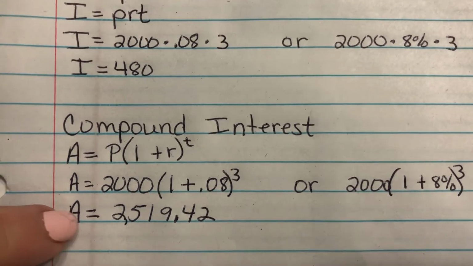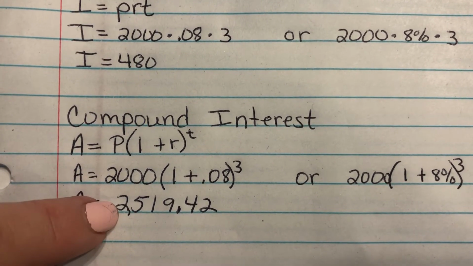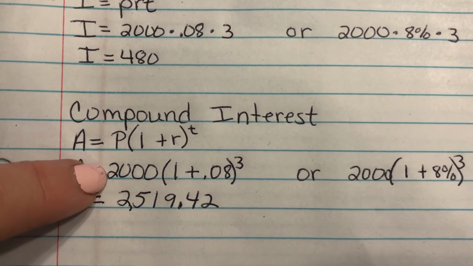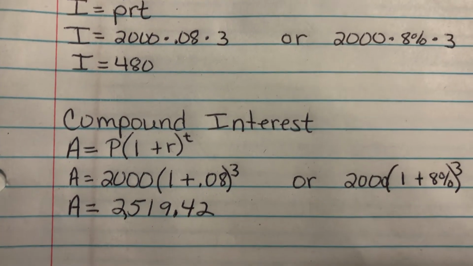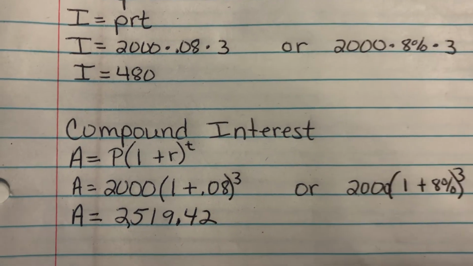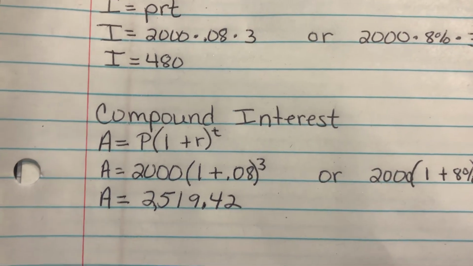So if we wanted to find just the interest for this one, we would have to take the new total amount minus $2,000, and that would give us the amount of interest that we've earned or accrued. So our interest for this one would be $519.42.